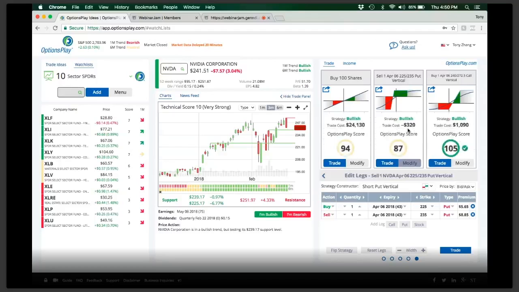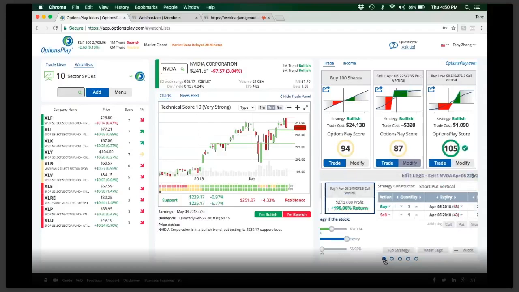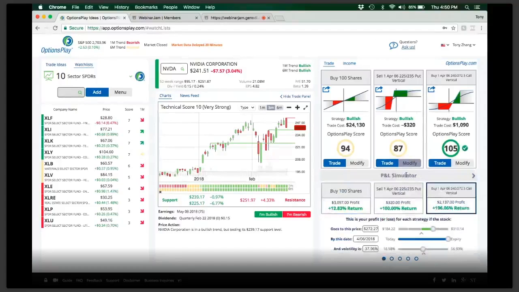So let's take a look at these two strategies and kind of how they perform. So number one, I said if the stock stays where it is and it doesn't really move anywhere, so let's say what happens here, I make the full $320 credit. I keep all of that. Here, if I bought this debit spread, I actually lose most of my trade.